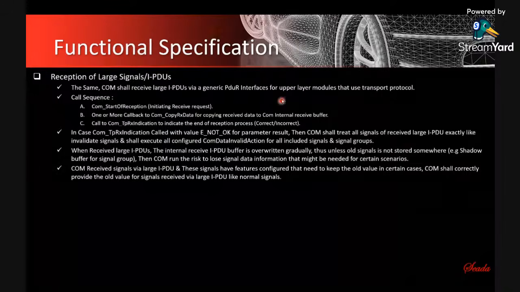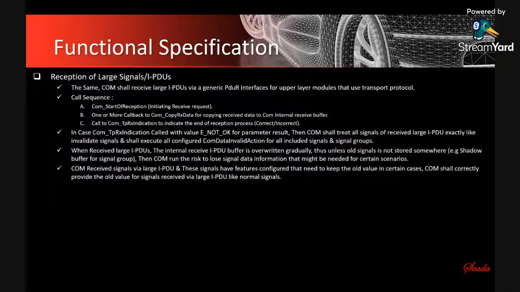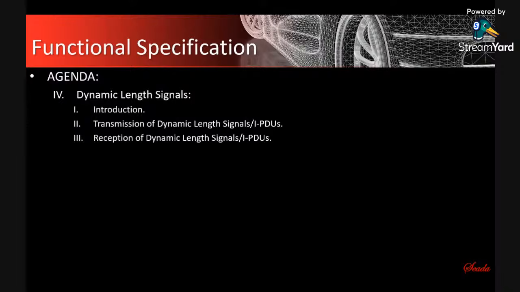Okay, great. That was about the large IBDUs. Right now we can look at another thing called dynamic length signals. How could it be dynamic for us? First of all, there is nothing called dynamic in our field. Everything has to be known at pre-configuration time, of course.